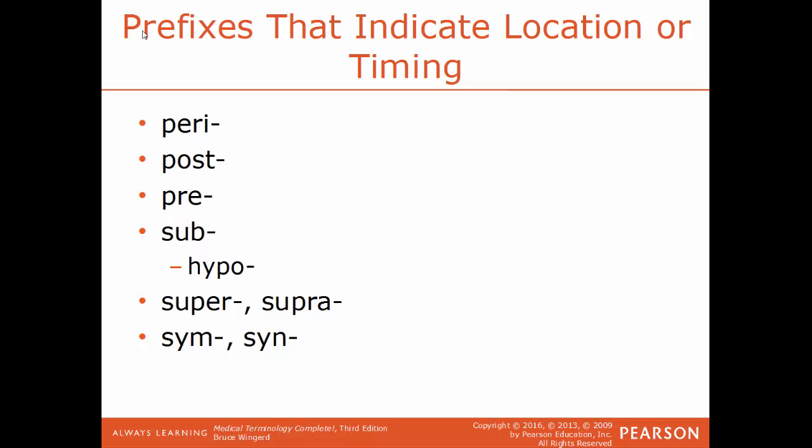Post means after. Pre means before. Sub and hypo both mean below or lower than. So the hypodermis is the level of skin below the dermis. Hypodermis. Super and supra are related, but they are different. Super means above or beyond, and supra means above and then upper. So they are closely related, but they don't mean exactly the same thing. And the last two on here are sim and sin. They both mean together or with.